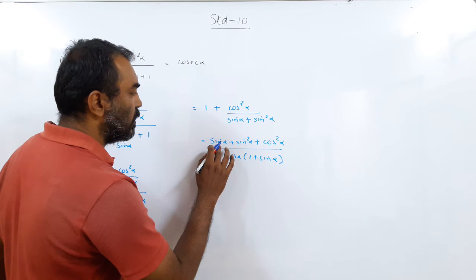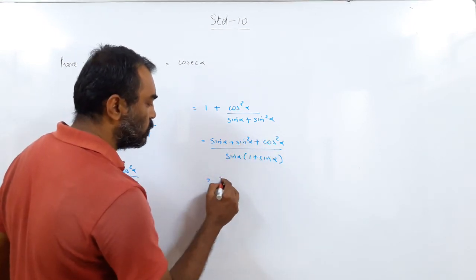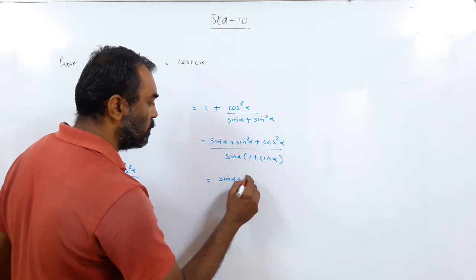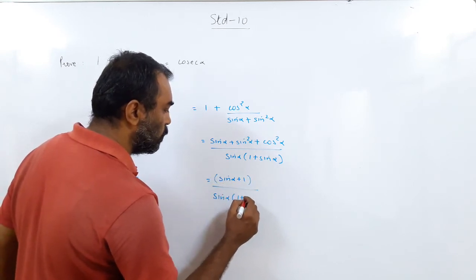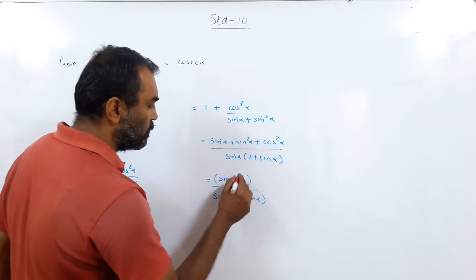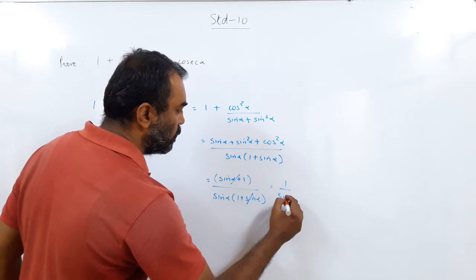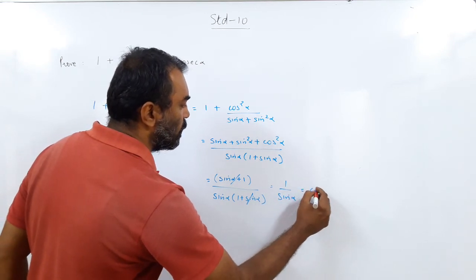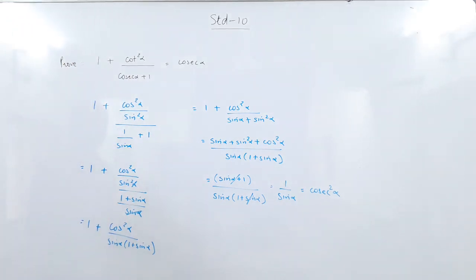Now what is sine square alpha plus cos square alpha? It is 1. So I get sine alpha plus 1 upon sine alpha into 1 plus sine alpha. So this bracket gets cut, what remains? 1 upon sine alpha. What is 1 upon sine alpha? Cosec alpha. The sum is proved.